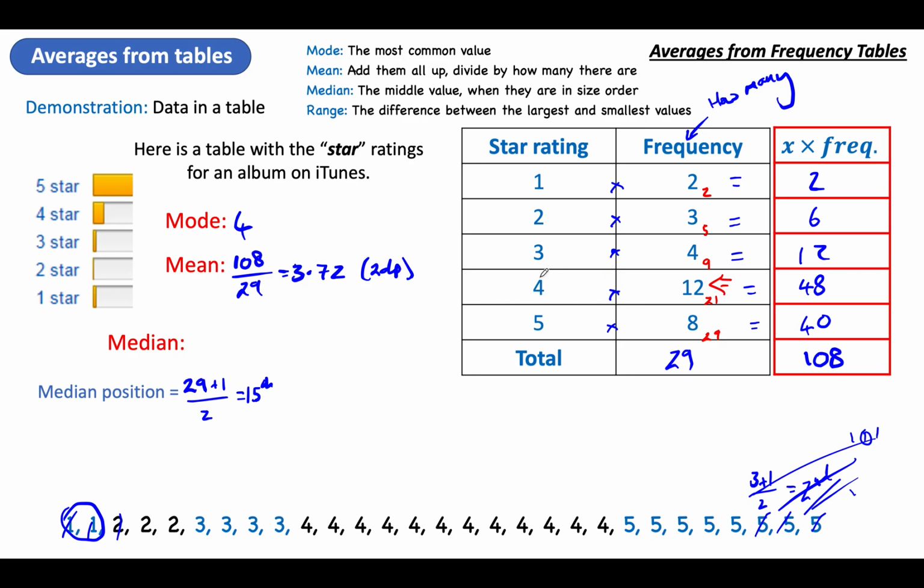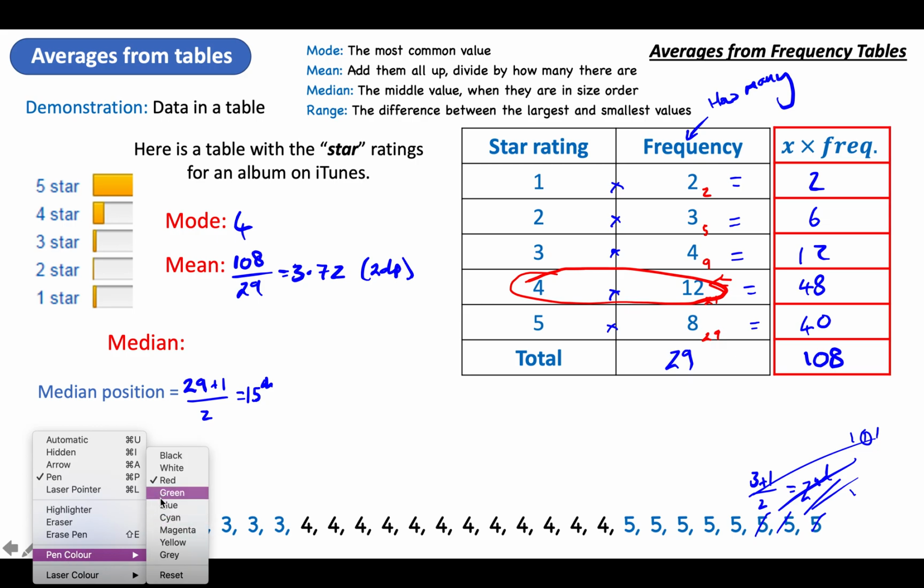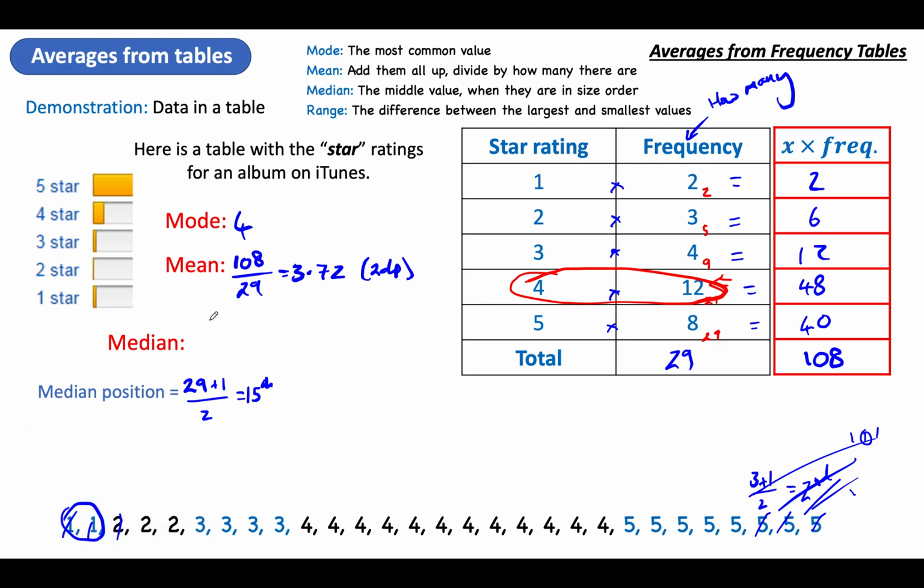It's in this particular column. It's in this particular row here, because it's between the 9th and the 21st. It's somewhere between those. I don't actually care which one it is. I just need to know what row it's in. And in this case, it's in that row which has a 4-star rating.